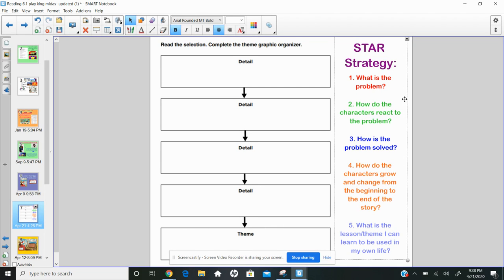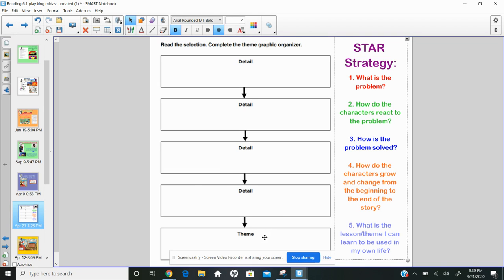And so we're going to be using the STAR strategy guiding questions today. What is the problem? That's going to go in the first box. How do the characters react to the problem? That's going to go in the second box. How is this problem solved, or at least what does the character do to make it not such a big problem anymore? That's going to go in box 3. And then how do the characters grow and change from the beginning of the story to the end of the story? That's going to go in detail 4.